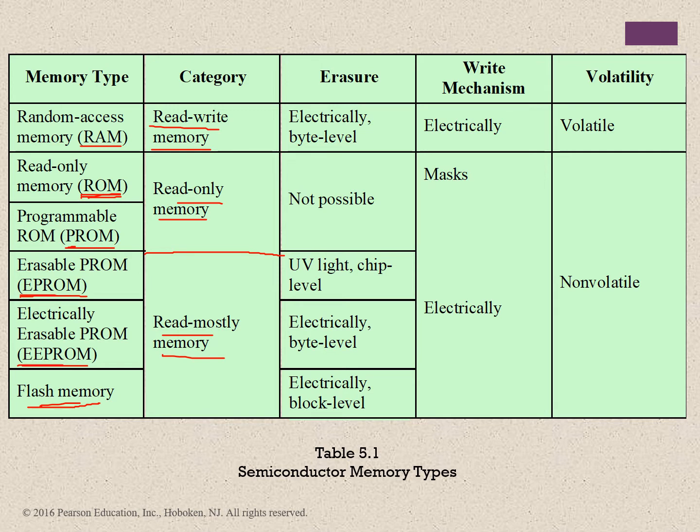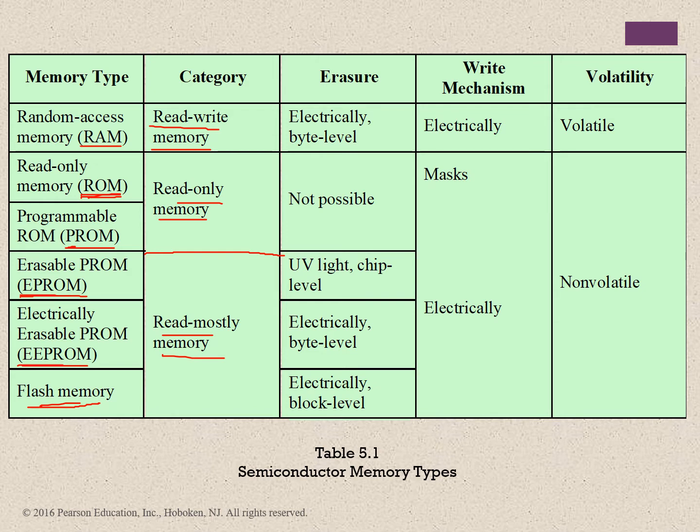And erasure. Erasure means how are you going to remove the content? How are we going to delete the content? That is the erasure mentioned in the third column.